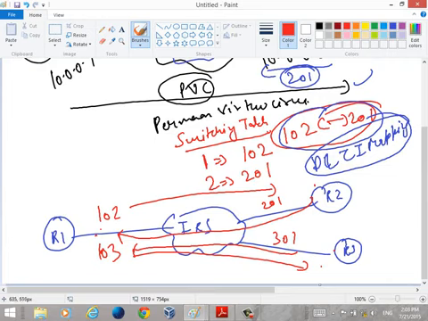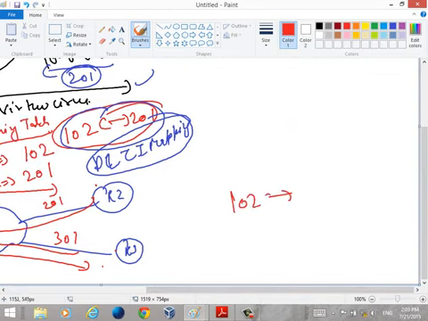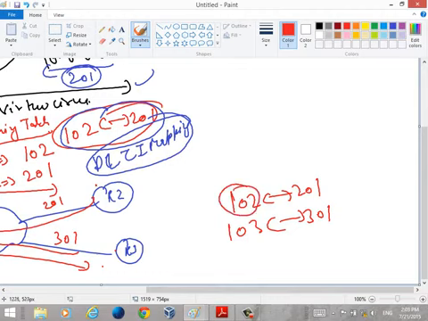Because one DLCI will provide you a unidirectional path. And how will the switch switch information, you want to know? Like this. Switch 102 to 201, switch 103 to 301. When information is coming from 102, to which interface will it switch the information? The interface which is associated with 201, yes or no? And if information is arriving from 103, it will switch information on the interface which is assigned to 301.